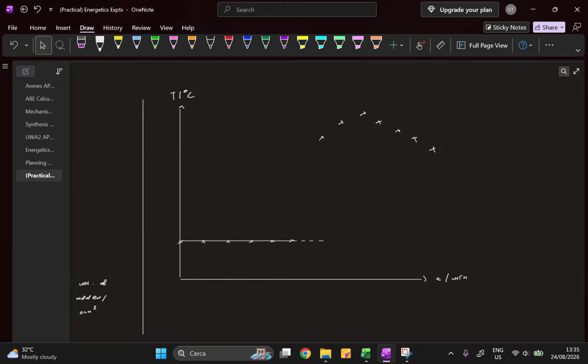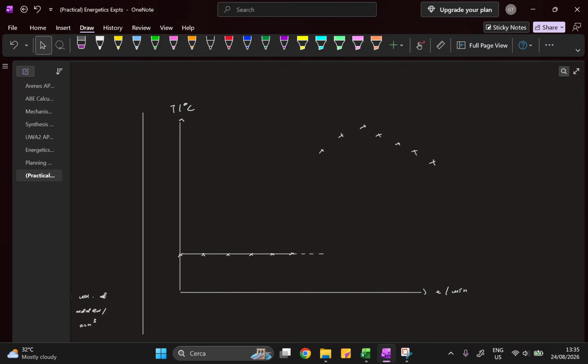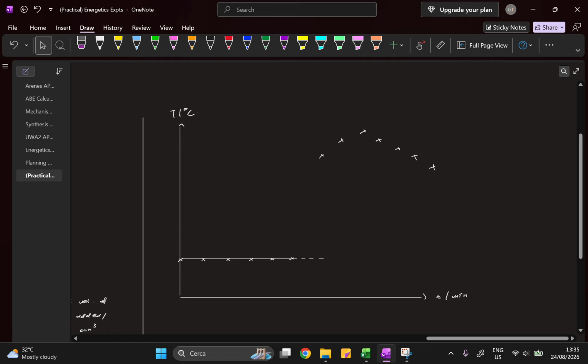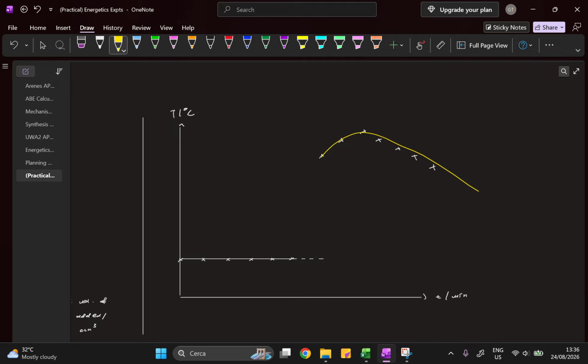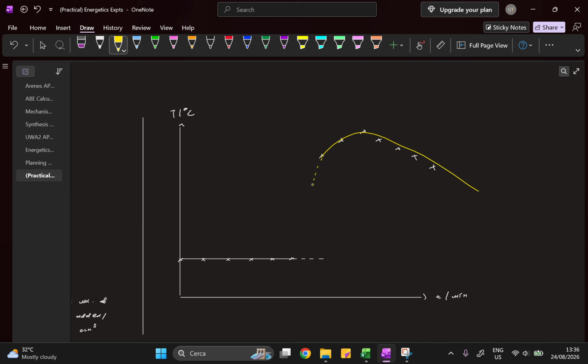When I did this practical, which is to say when I did last year's A-level practical as a practice back in May, I drew this. And then I extrapolated. And then I said here, my delta T is like this.